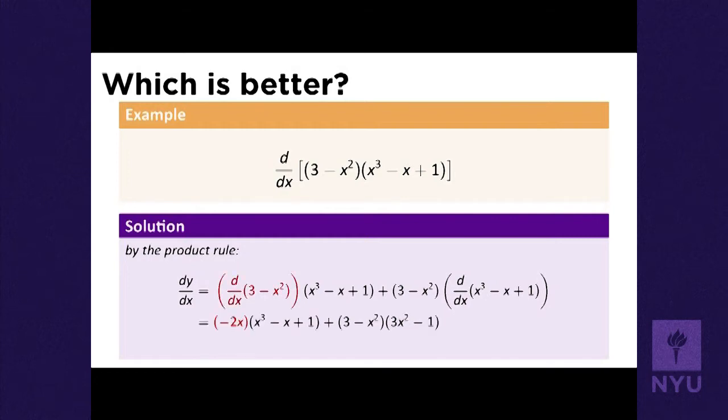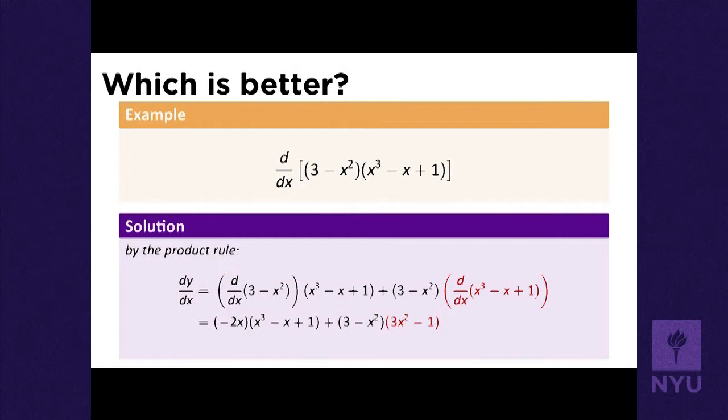Well, negative 2x is the derivative of 3 minus x squared. Copy the x cubed minus x plus 1. 3 minus x squared stays where it's at, and then we take the derivative of x cubed minus x plus 1, which is 3x squared minus 1. Okay, so stepping down step by step.